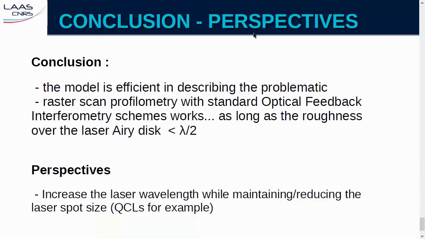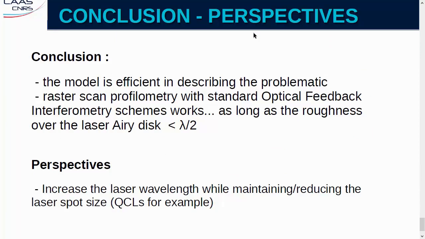So as a conclusion, what we demonstrate is that we have an efficient model that was previously used for flowmetry with optical feedback, and it is working well when you want to take into account the size of the laser on a target. And that is an important tool. The second thing is that raster scan profilometry can work as long as the roughness over the airy disk of the laser spot on the target is less than λ/2, and that is very drastic. So it means that in most cases, it will not work. It cannot work with the actual laser and the actual optics.